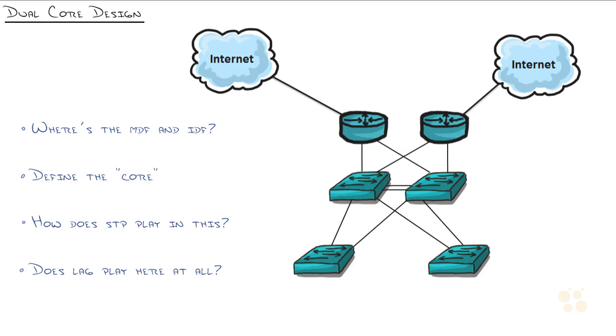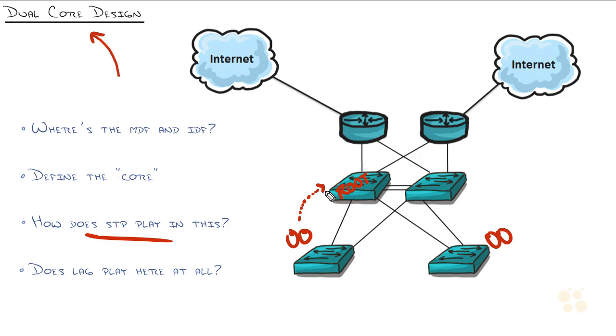Now I don't want to leave this dual core design picture without answering these questions. How does spanning tree play in this? Well, remember I said previously that one of the switches in your network will be elected as the root bridge. You do that with the configuration when you get into the switches, and I'll show you how to do that later on. All other switches see that and immediately bow down. Oh, hail the root bridge. You are the almighty center of the network.